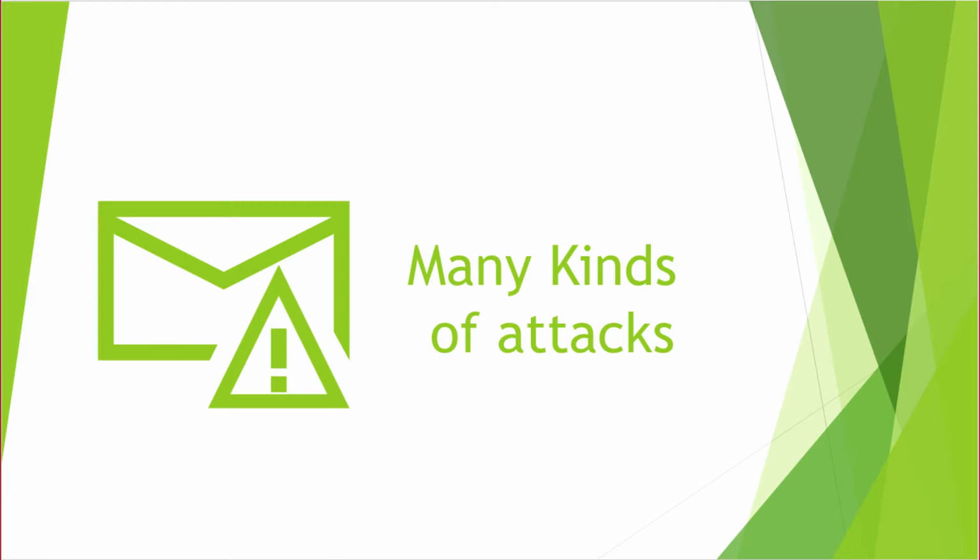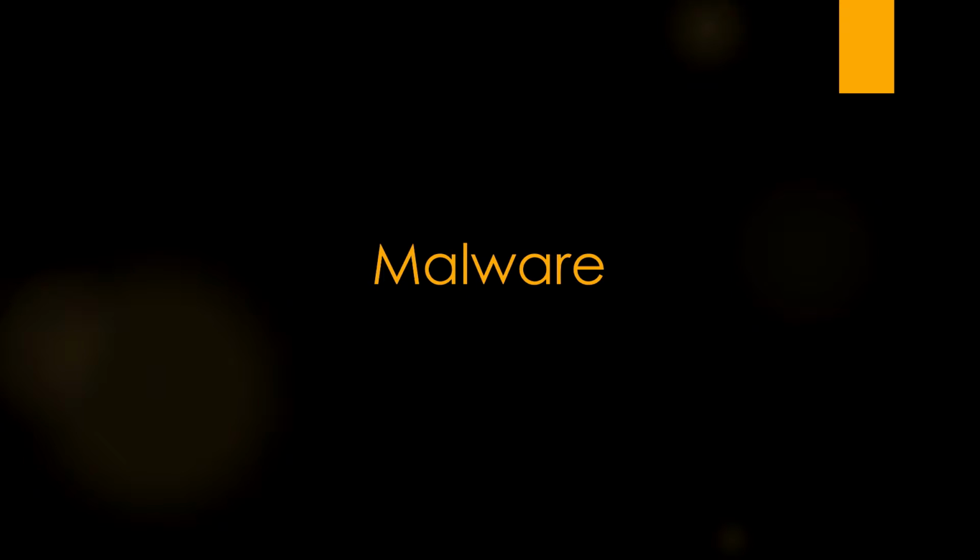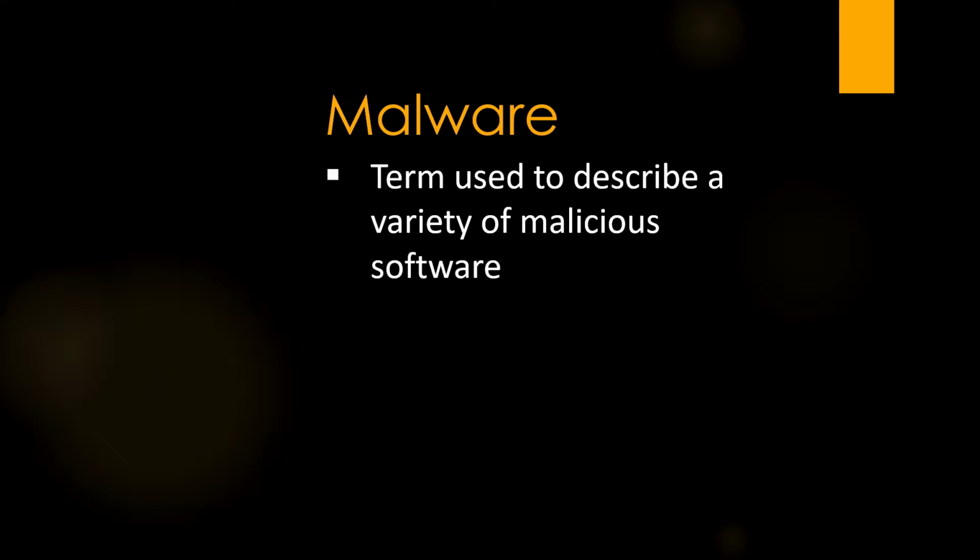There are many different kinds of attacks, and as a result, there are many aspects to security and many things to consider when talking about security best practices. So the first thing we're going to look at is malware. Malware is a term often used to refer to a variety of harmful or damaging software. There are many different kinds of malware, such as viruses, trojans, rootkits, worms, and so on. But for this video, we're just going to talk about the best practices you can do as a user to protect yourself from it.